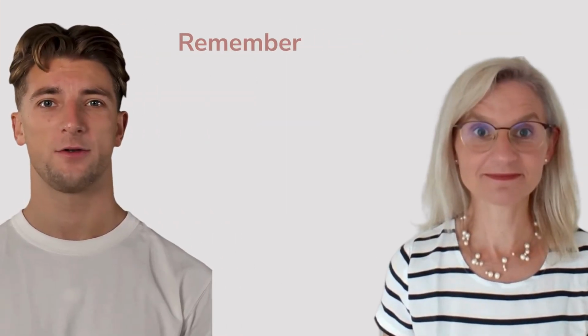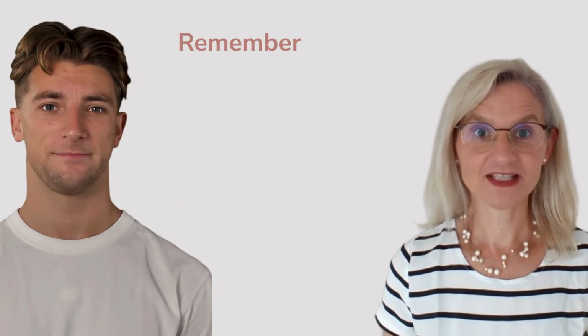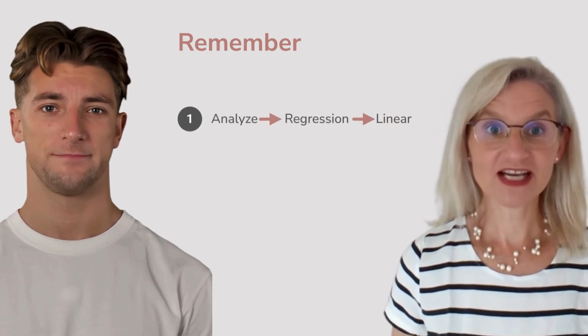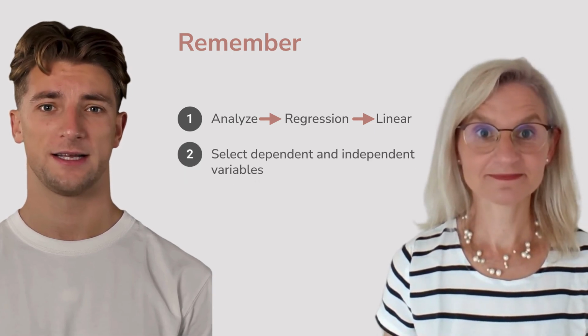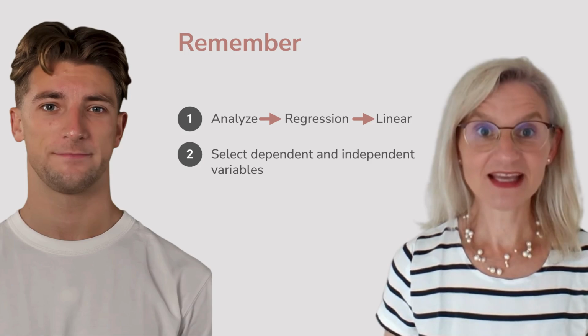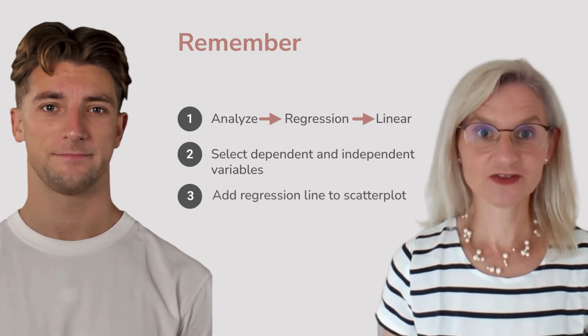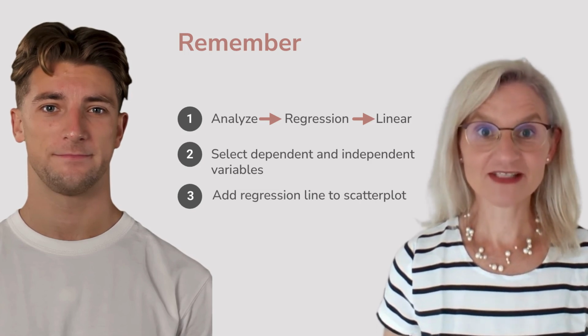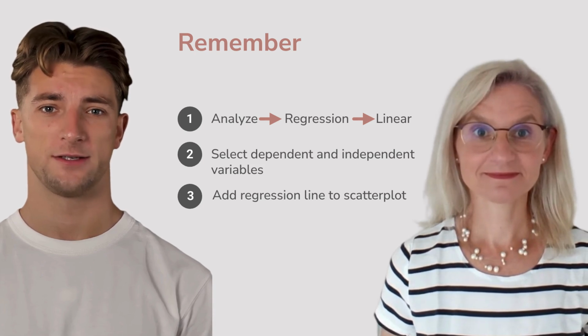So performing a linear regression in SPSS wasn't too complicated. Exactly. Just remember the steps. First, go to Analyze, then Regression, and choose Linear. Then I select the dependent and independent variables, right? Correct. And finally, if you want, you can plot the regression line directly in the scatter plot to visualize the relationship. Perfect. That makes it much easier to interpret the results.